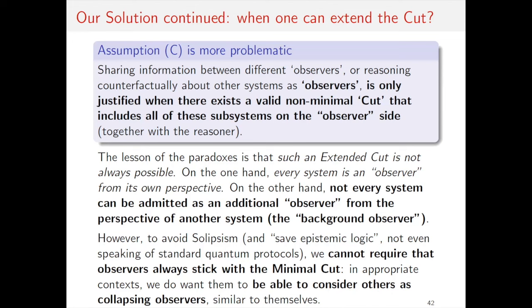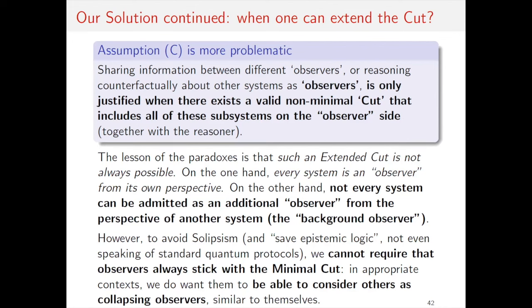So, in other words, this sharing or C essentially implies the problem. Not only is every system an observer from its own perspective, but every system as an observer has the option, a valid option, to extend its cut to include other systems as potential observers and to consider them at any given moment. That can be done. And that it shouldn't matter. I think the lesson of the paradox is that it does matter. When you put a cut, it does matter. You can't just do that.